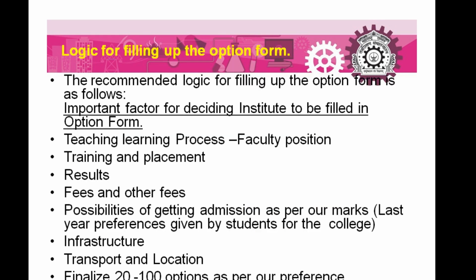Some other factors to be considered while filling the option form are: the college that you want to put in the option should have a good teaching learning process. It should have a strong training and placement section. Results of that college at university level should be very good. Fees and other extra fees have to be taken into consideration. What is the infrastructure of that particular college? Is any transport facility available? Whether hostel facility and mess facility are available or not. These points should be taken into consideration to fill the options in the preference list.